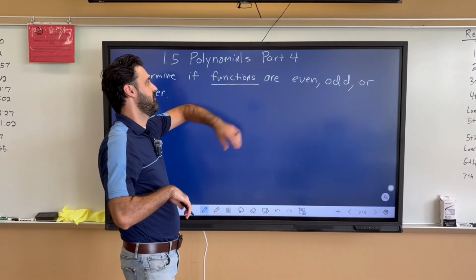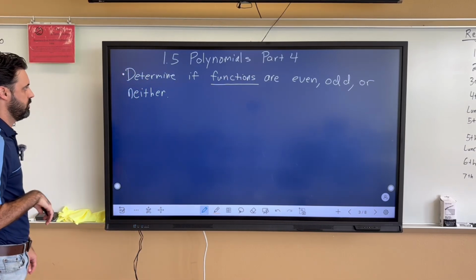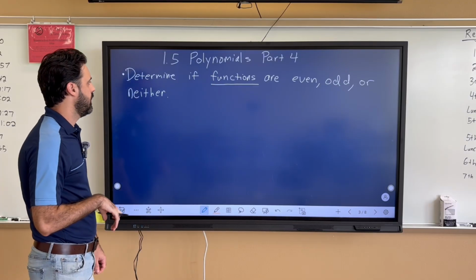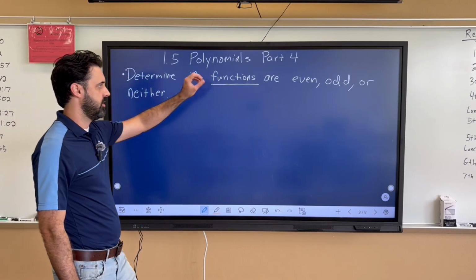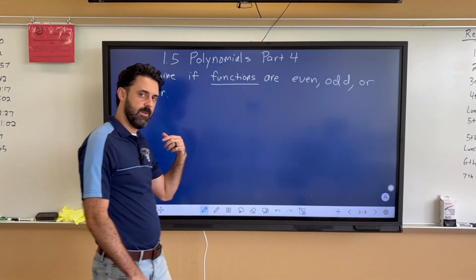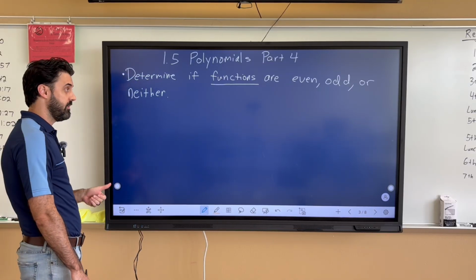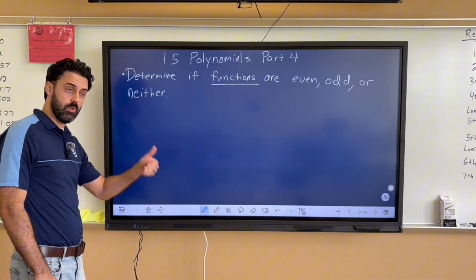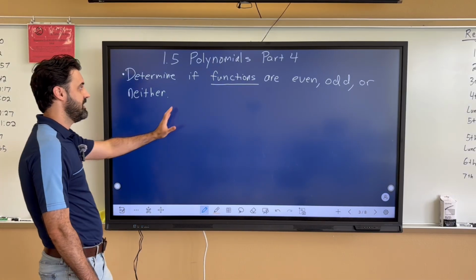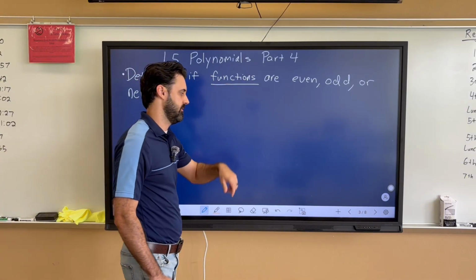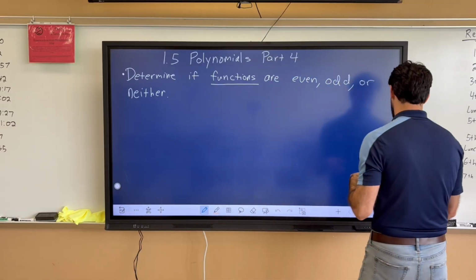All right, guys, our fourth and final part of section 1.5 on polynomials. We're going to be determining today if functions are even, odd, or neither. We actually have not done this before. We've worked with degree, and we've talked about if the degree is even or odd, but not if the entire function is even, odd, or neither. So let's take a look at what this means.